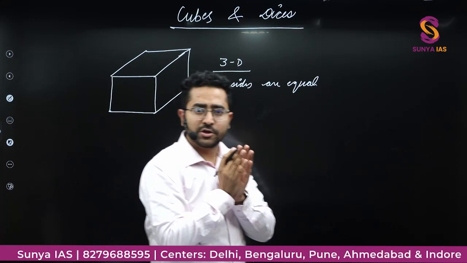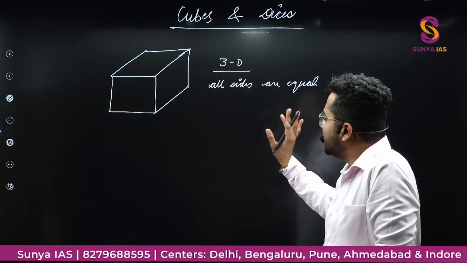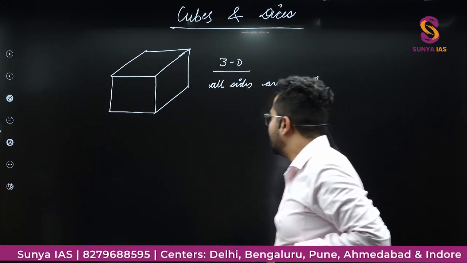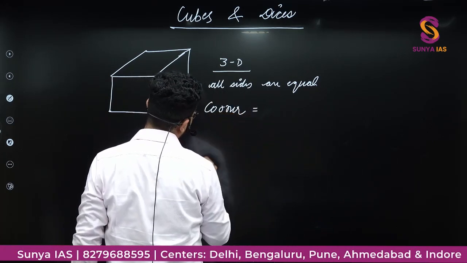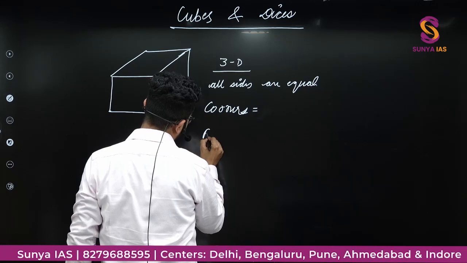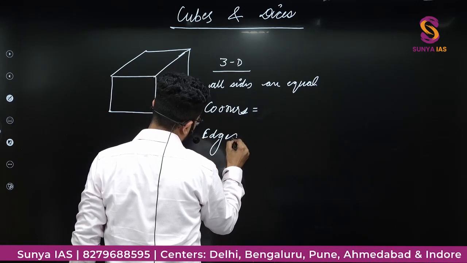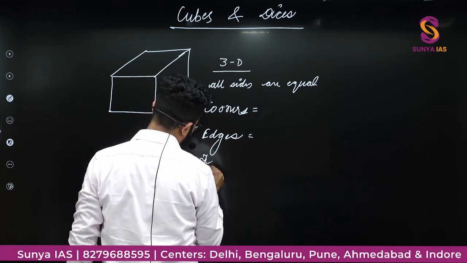Now, cube में there are 3 basic things. One is corners, second is edges, and third is faces.